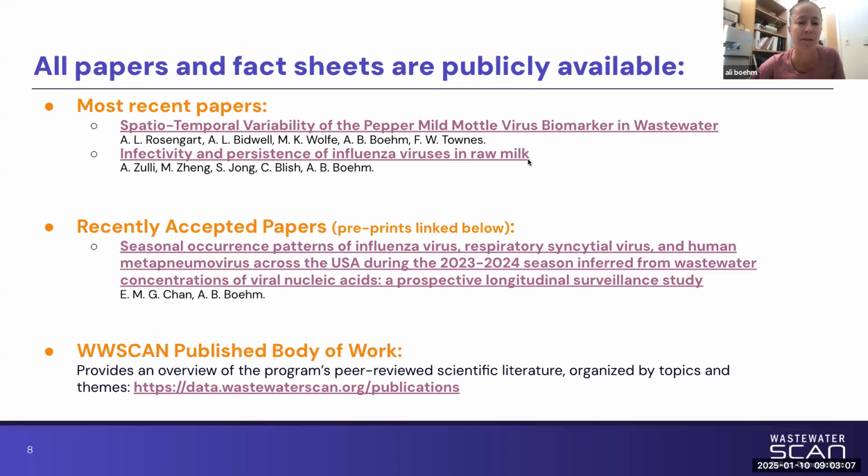And then we just had a paper accepted that looks at the seasonal occurrence of all the respiratory viruses across the United States, influenza virus, RSV, and human metapneumovirus, during last respiratory virus season. That paper is available for you to look at as well. We also have a website at the bottom here, which shows all of our publications. We have about 50 now, and you can look at summaries of all of them, so you don't have to read all the papers if you're interested in that.